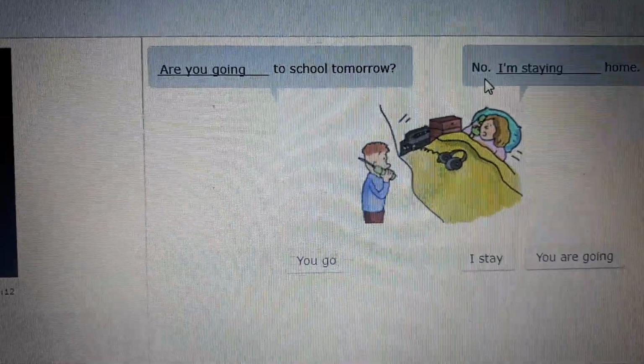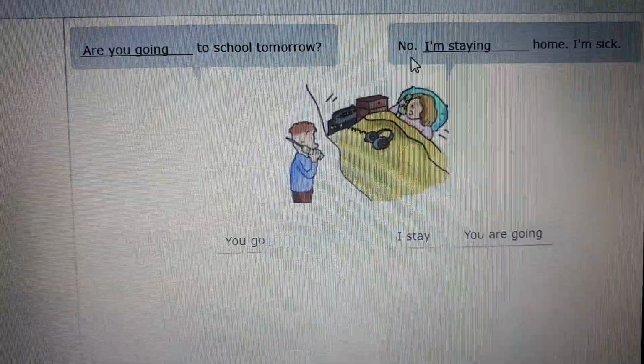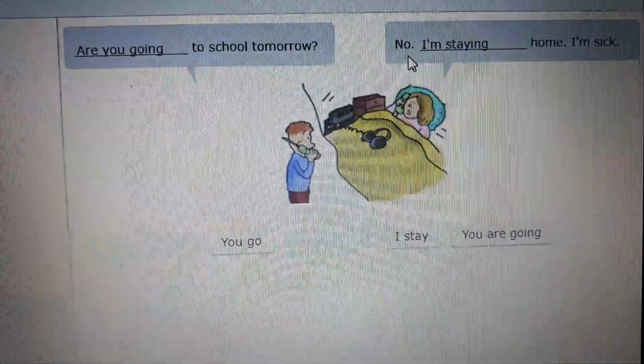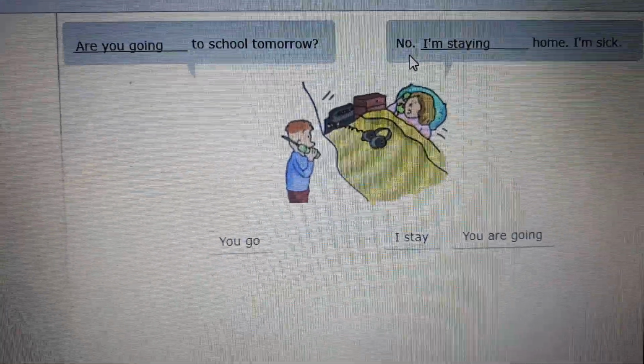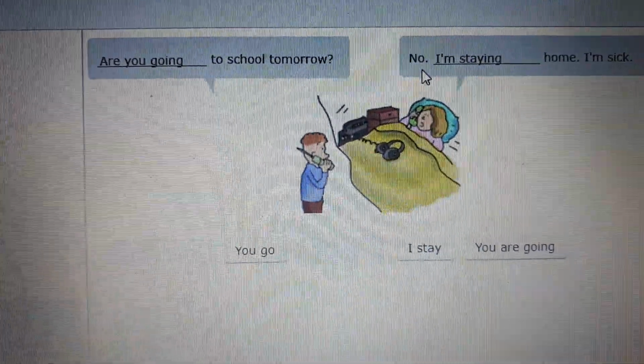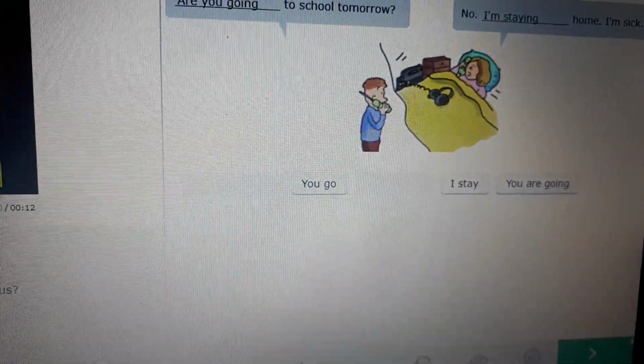So in the question, the auxiliary goes first, okay? And on the result, on the answer, the pronoun goes first, and then the auxiliary, and then the action, okay? No, I'm staying home, I'm sick, okay? The only thing that you need to do is practice, okay?